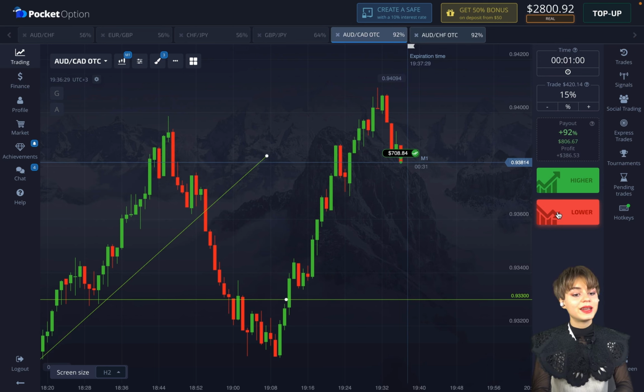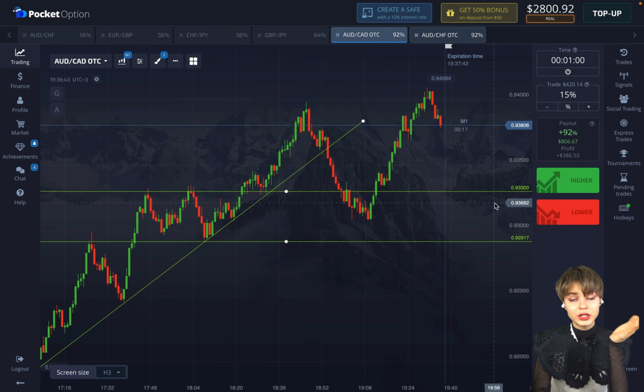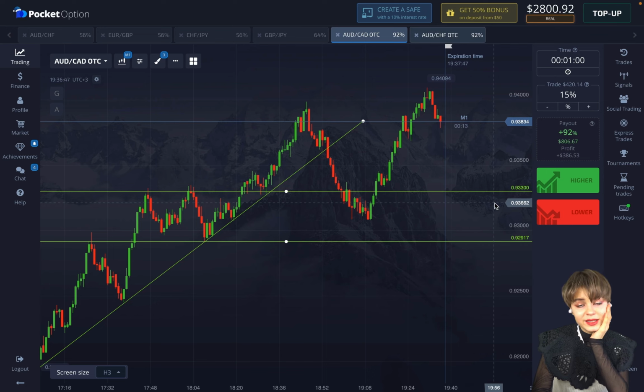So guys, I opened another deal with lower to confirm the downtrend. It was successfully closed. Our deposit has become more than 2 times bigger, even though the bet amount was only 15% of the deposit. So the more we trade, the bigger the bet amount becomes, and the faster our balance grows.